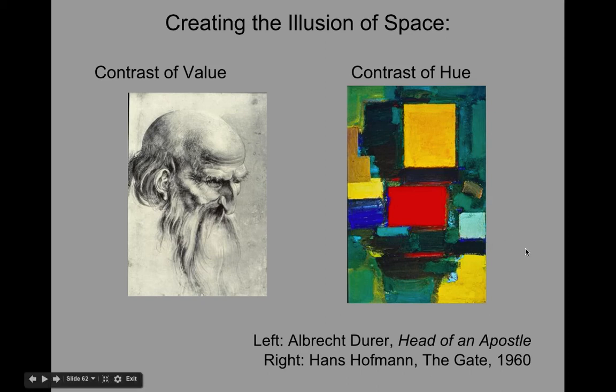Now on the right, Hans Hofmann, although he's making a non-representational artwork here, is using a contrast of hue, which is another word for color. And so this bright yellow and bright warm red, they really come forward toward us, whereas the cool blues and greens and darker blues and greens tend to sit back from us. So these yellows and reds feel like they're closer, while the blues and greens seem like they're farther away.